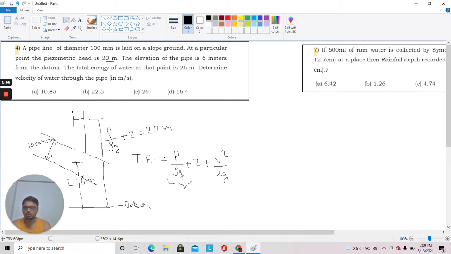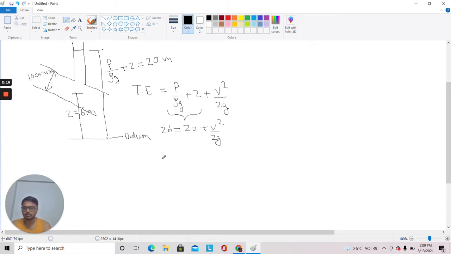So this value you know, that is 20 meters, plus V square by 2g, and this is equal to total energy. What is total energy over here? That is 26 meters. So on solving this we get V square by 2g is equal to 6. So V is under root 2 times g, which is 9.81, multiplied by 6. This whole thing is under root.